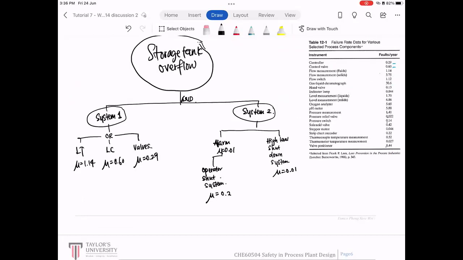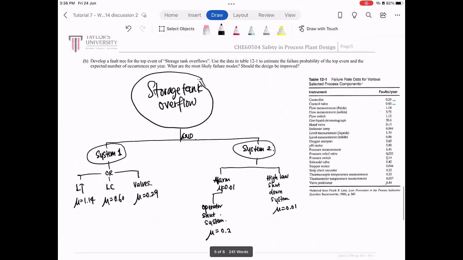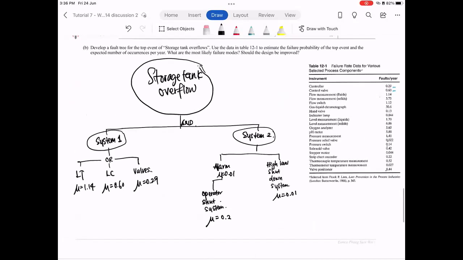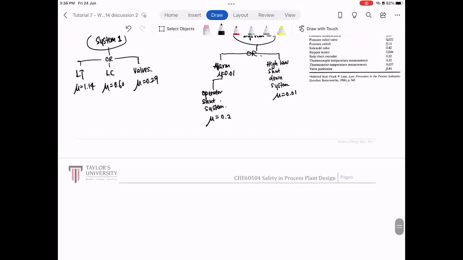Okay, so if we are to calculate the statistics of how often the system breaks down, according to this, remember this is an AND gate. Okay, so let's look at the OR gate here first. So this is OR also. Okay, we will look at system by system. So system 1.